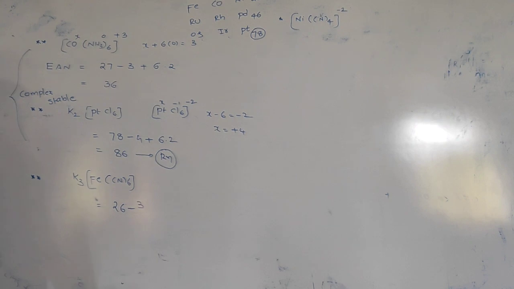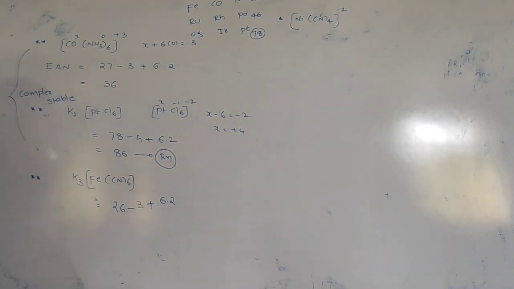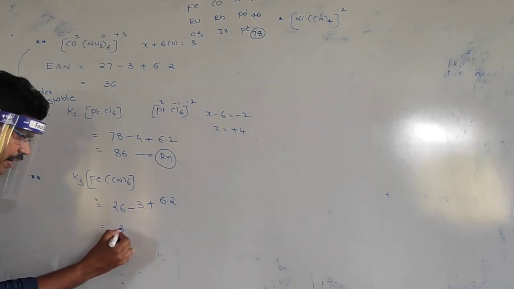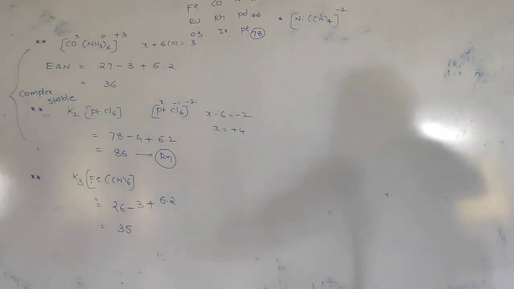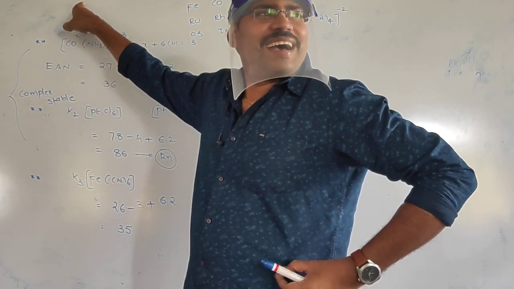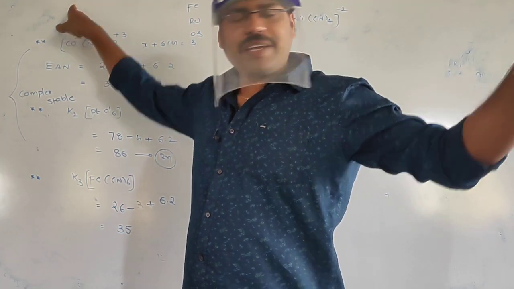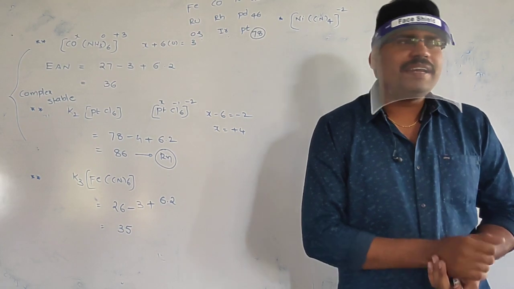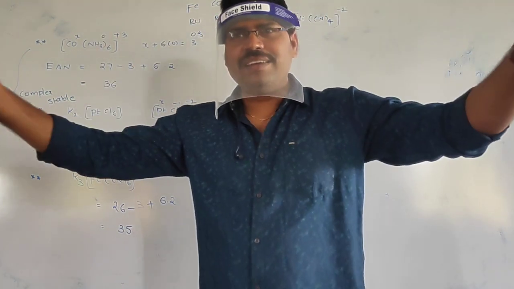What about the number of electrons donated by ligands? 6 into 2. Then what about its effective atomic number? 30. According to Sidgwick, this is unstable. But when we come to reality, in K4[Fe(CN)6] iron exists in what oxidation state? Plus 2. And in K3[Fe(CN)6], iron exists in what oxidation state? Plus 3. Just check in your mind.